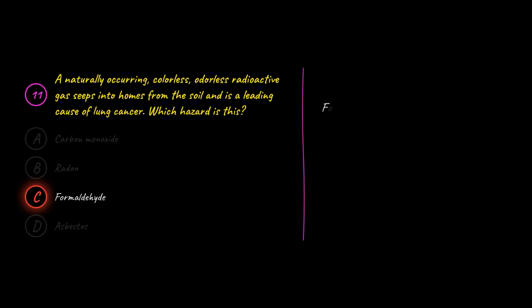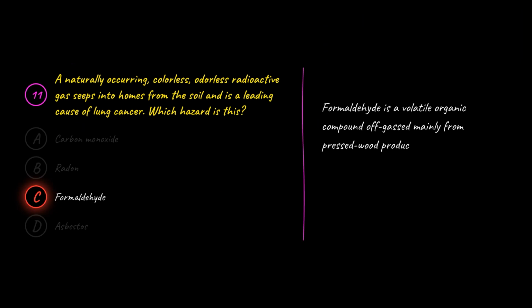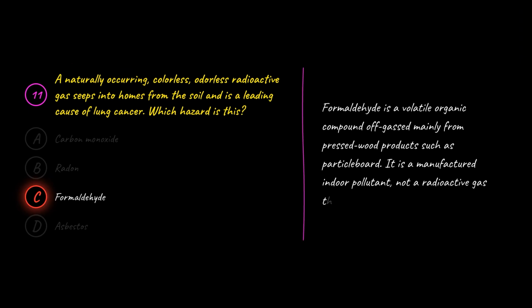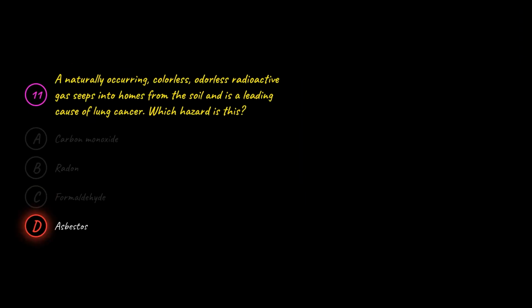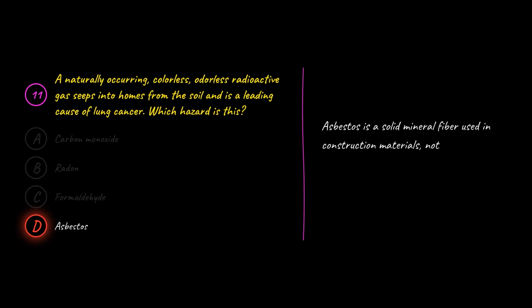C is wrong because formaldehyde is a volatile organic compound that off-gases mainly from pressed wood products, such as particle board. It is a manufactured indoor pollutant, not a radioactive gas that rises from the soil. D is wrong because asbestos is a solid mineral fiber used in construction materials, not a gas. Its danger arises when fibers become airborne, not by seeping from the ground.